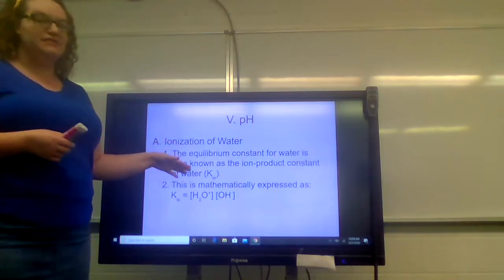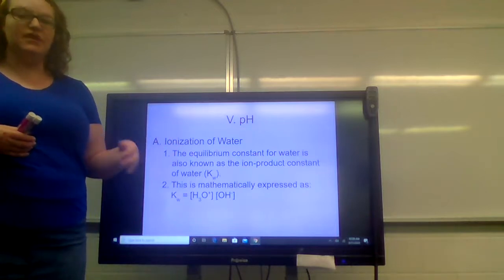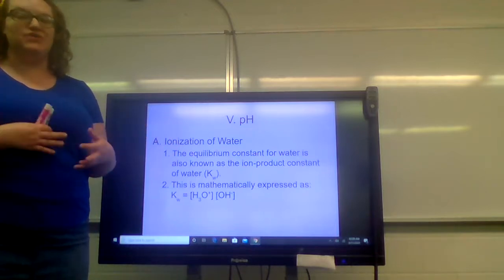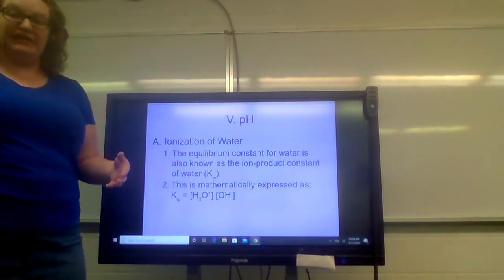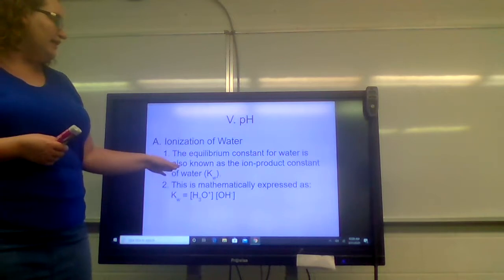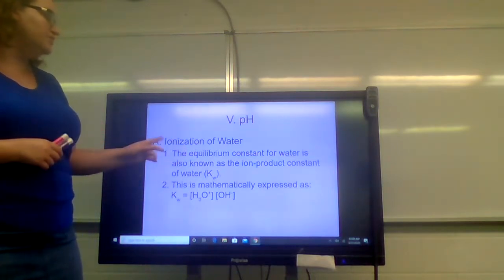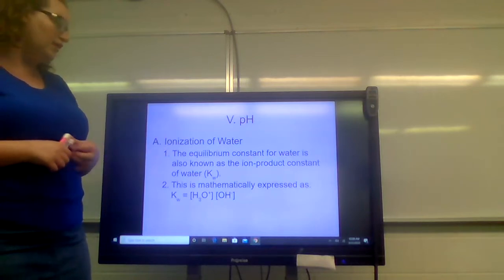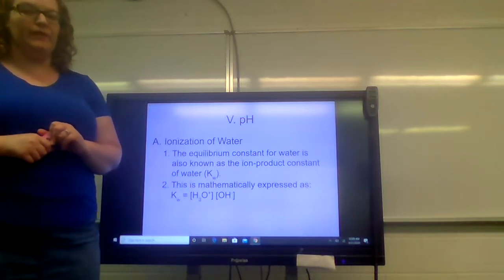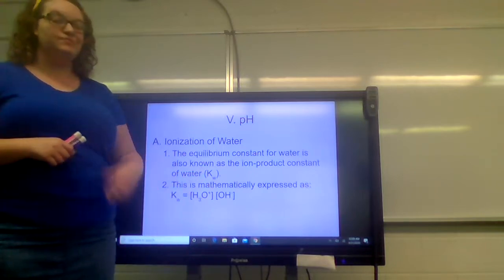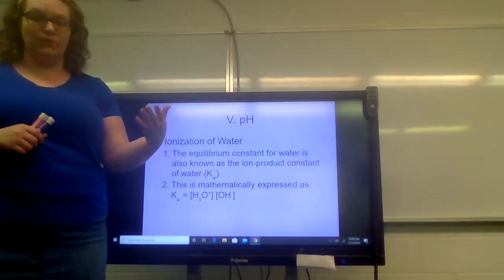So we're going to look at the ionization of water, because water has the ability to be a pure substance. We're going to use water as our base pure substance in reference to everything with pH, all right? So you have the ionization of water here. The equilibrium constant for water is also known as the ion product constant of water, and that is represented here with Kw, okay? And that Kw basically just tells how much ability it has to make ions.